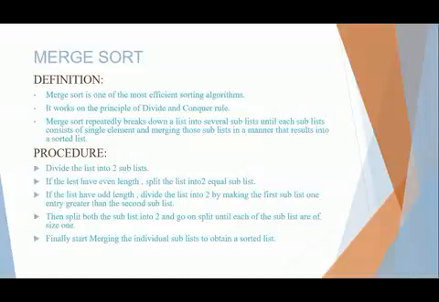So the procedure: first we divide the list into two sublists. If the list has an even number of entries, then split into two equal halves. If it is odd, divide it into two by making the first sublist one entry greater than the second sublist. So if there are 7, we make 4 the first sublist and 3 the second sublist. Next, split both the sublists into two and go on splitting until the sublists are of size 1, only a single list entry.